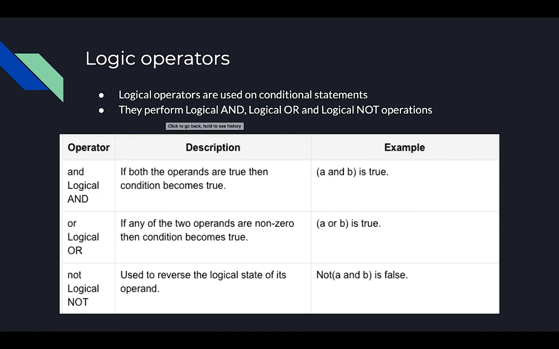So let's see. Let's do, okay. True and false, right? That evaluates to false because both have to be true in order for that whole thing to evaluate to true. But if I said true or false, then it evaluates to true because any one of those can be true in order for it to be true. Now, not just reverses it. So I'll give you some examples here.